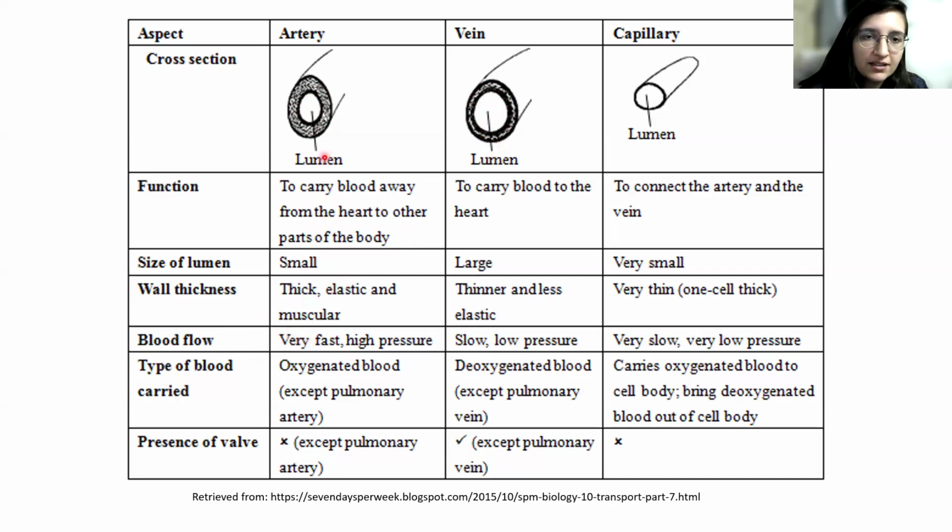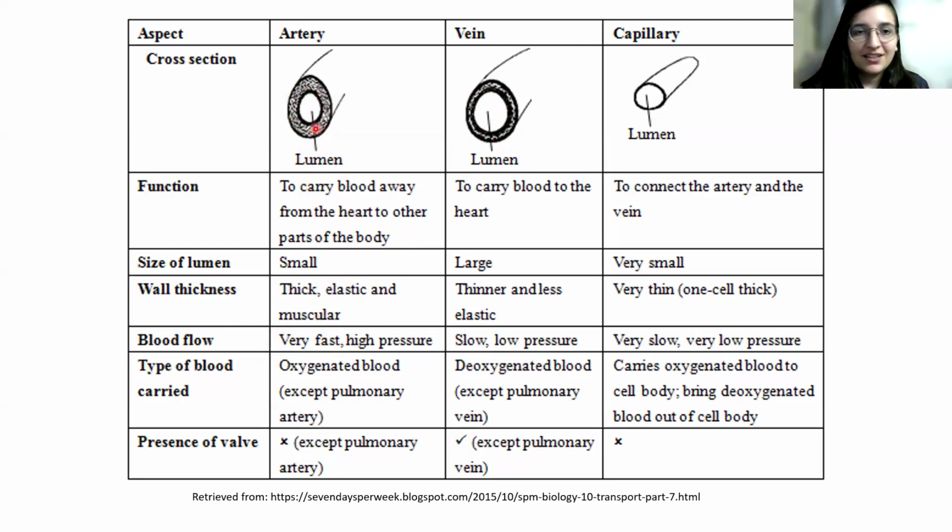Okay, so here's the reason. Why is the wall so elastic and why is the lumen small? It's because the blood flow is very fast in the artery, because it's carrying blood away from the heart. That means the pressure is very high. It has to make sure the blood reaches the different parts of the body, and the blood flow is also very fast. That's why you need thicker and elastic walls in the artery.